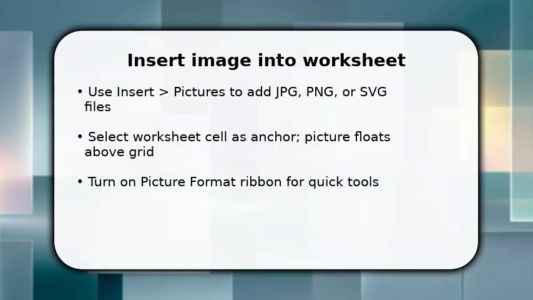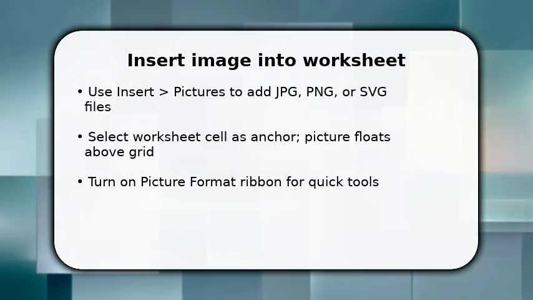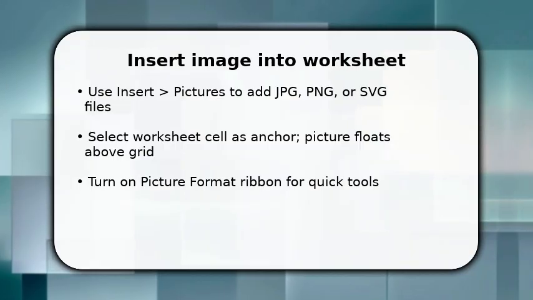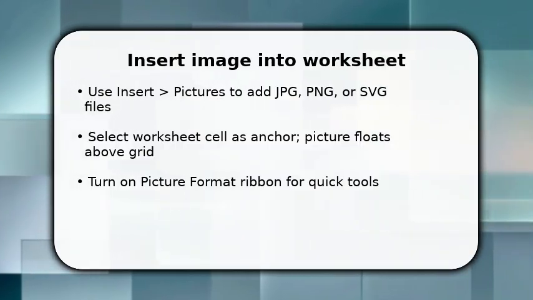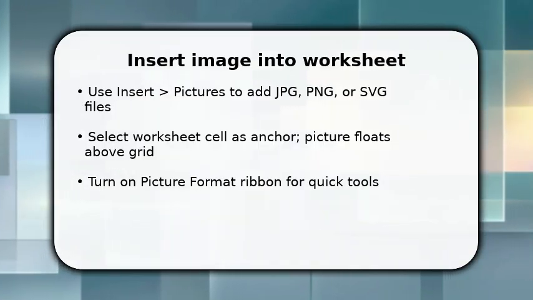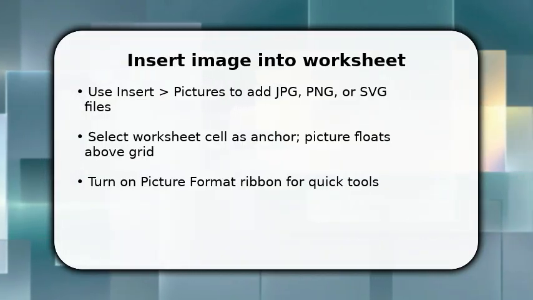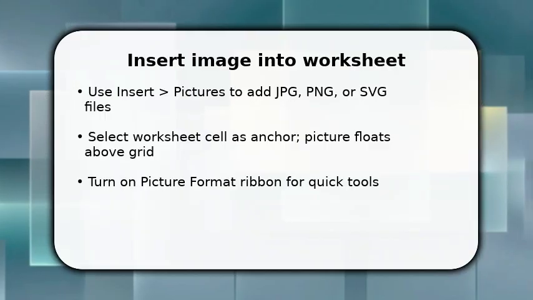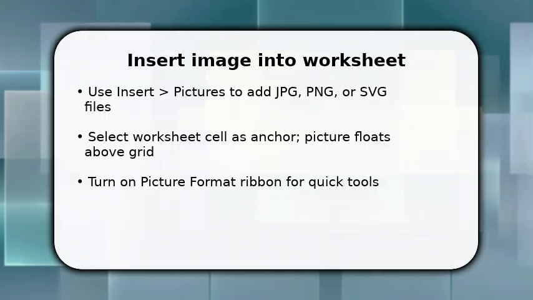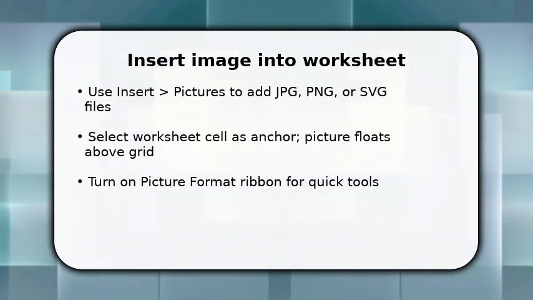You start by inserting the picture where you need it. Click Insert, choose Pictures, then pick your file and place it on the sheet. Once placed, make sure the Picture Format tab is visible. It gives immediate controls for size, crop, and wrap. You should also select a nearby cell as your visual anchor so the image is easier to align later. From here, you're ready to move into precise positioning and formatting to make the image behave in the spreadsheet.